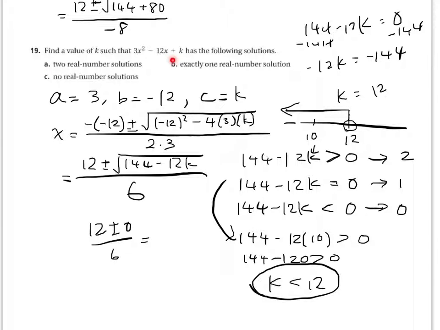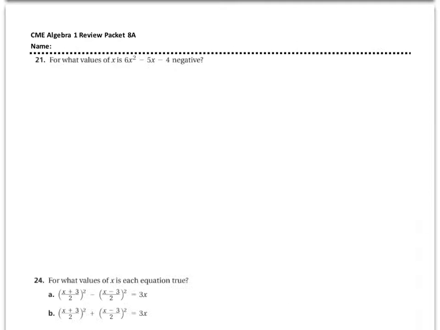In order to find the answer for B, you've got to do this part. In order to find the answer for C, you've got to do this part. For what value of x is 6x squared minus 5x minus 4 negative?